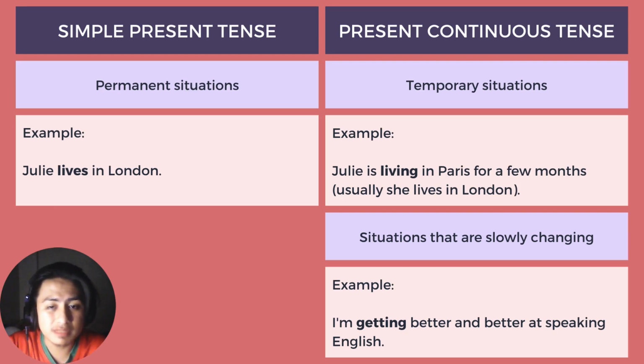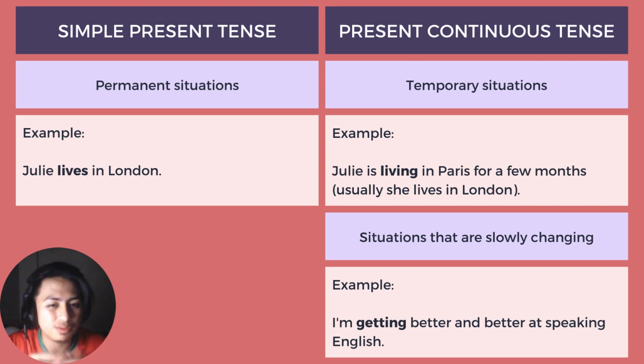So for the simple present tense, permanent situation. So Julie lives in London, right? So that shows that Julie is permanently living in London. She is a permanent resident in London. So, what about temporary situations? So, we use present continuous tense. Julie is living in Paris for a few months. So, why do we say Paris? Because Julie lives in London, right? So when Julie is living in Paris for a few months, that indicates that she is living in Paris just for a moment, just temporarily.